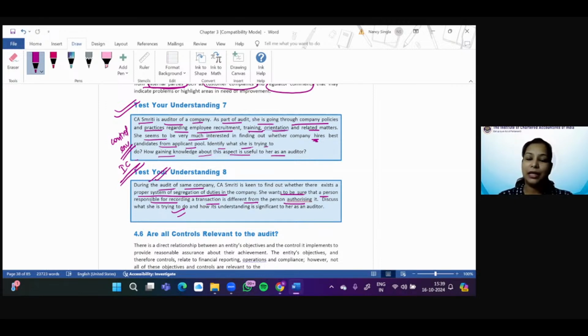So again, a practical based question, but based on your concepts only, conceptual knowledge. So she's understanding what? Control activities. Again, it is going to help her in understanding what? The internal control. Is it clear?